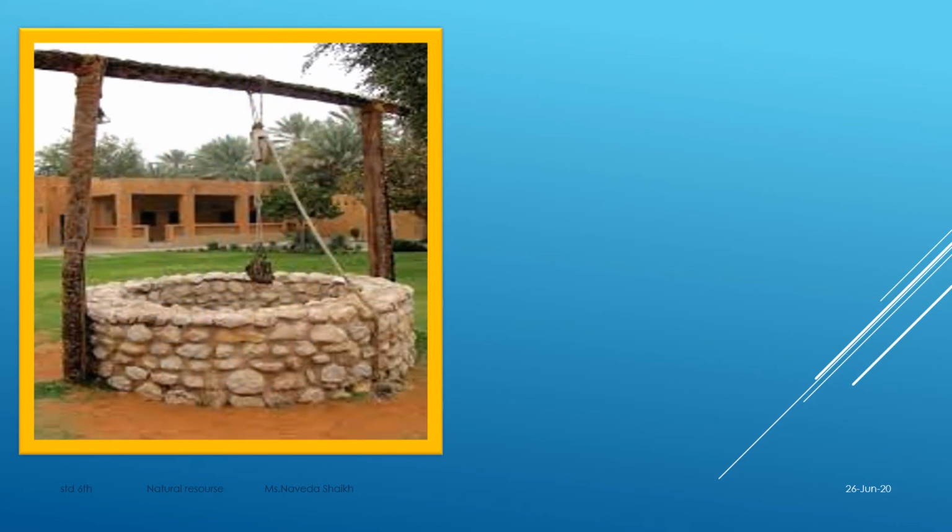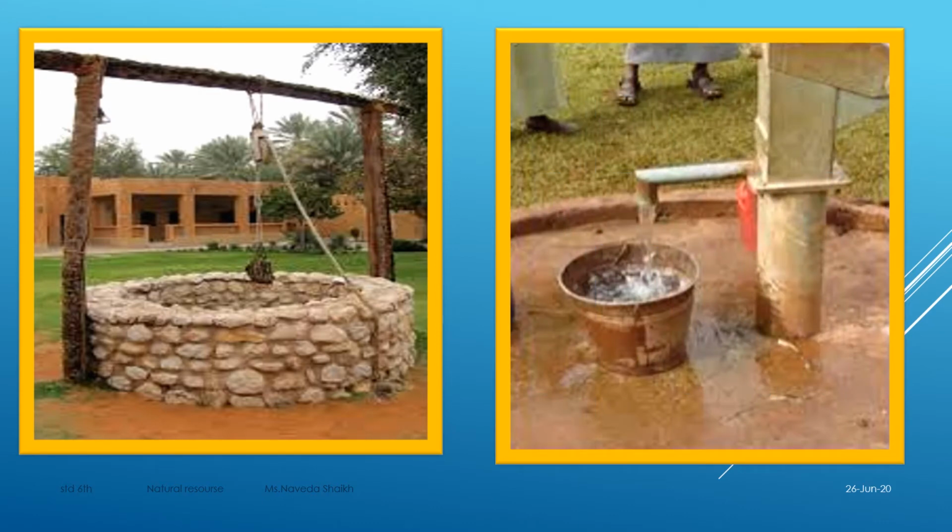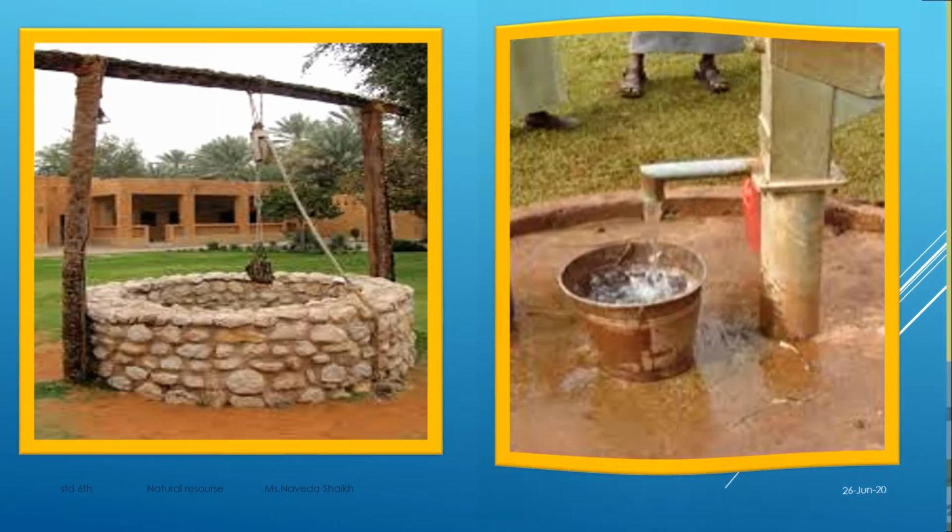Apart from that, underground water is also used. As we learned, during the water cycle, water falls onto the surface of the earth and it percolates into the earth surface as well, meaning inside the earth surface. That water is obtained from wells and bore wells, which you normally find.